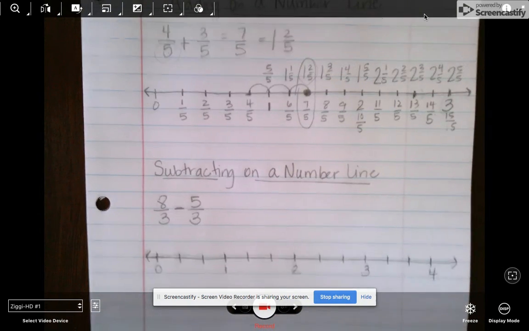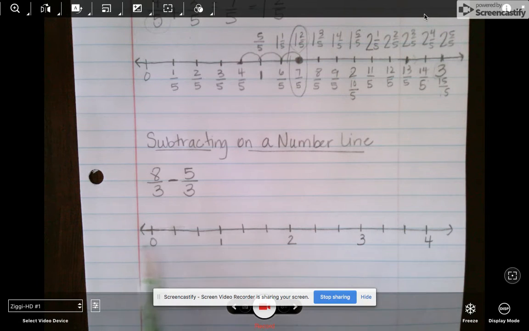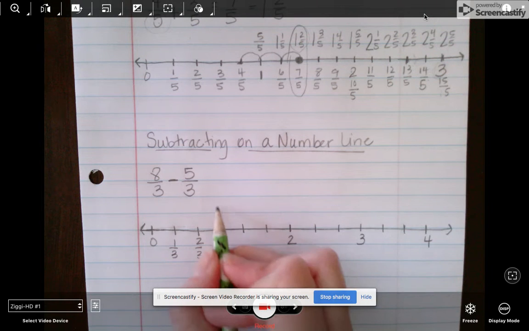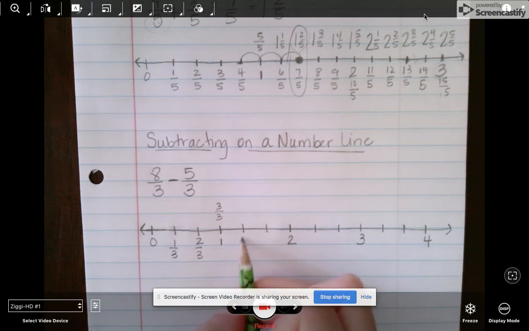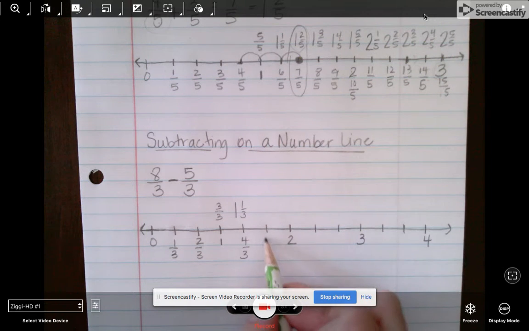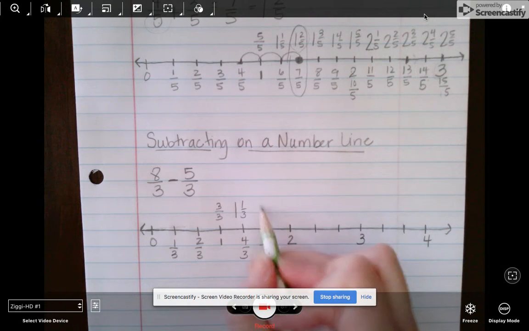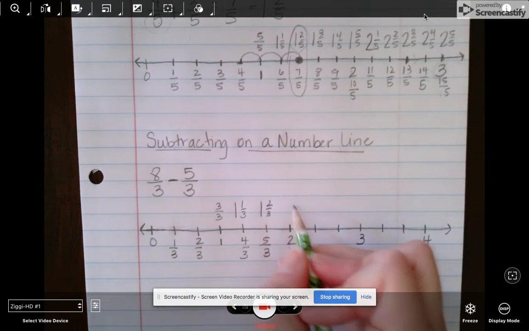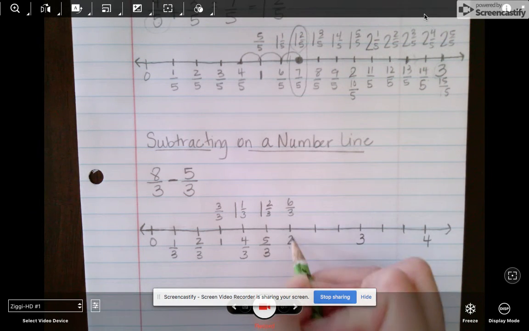Looking at the subtraction side of that, now we have 3 as our denominator, so our number line is broken up into thirds. So here we would have 1/3, 2/3, our 1 would be 3/3, 4/3, which is also 1 1/3, 5/3, which is also 1 2/3, and here we would have 6/3, which 6 divided by 3 gives us our 2.